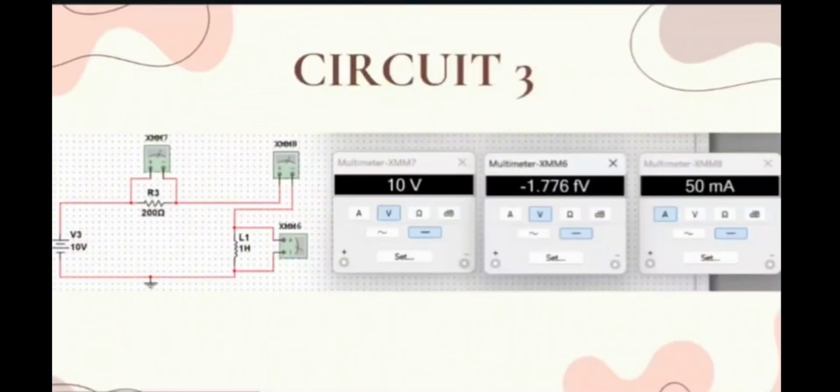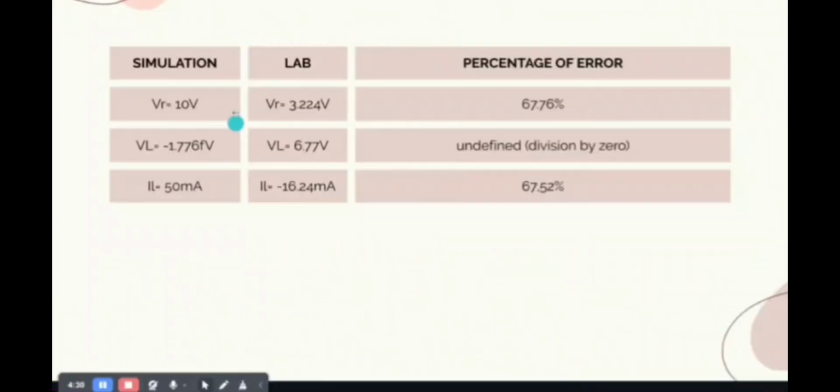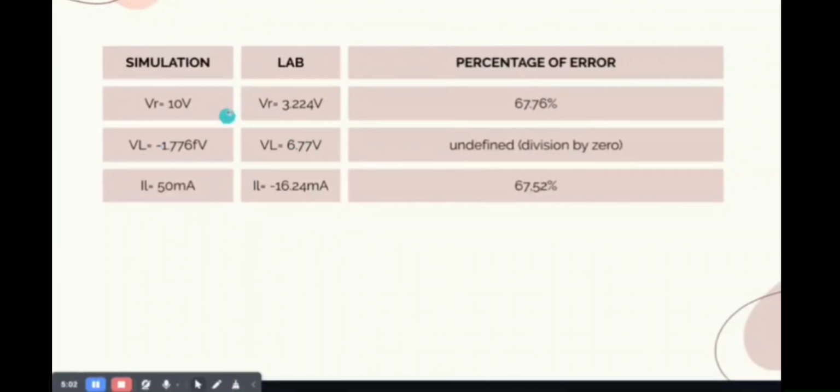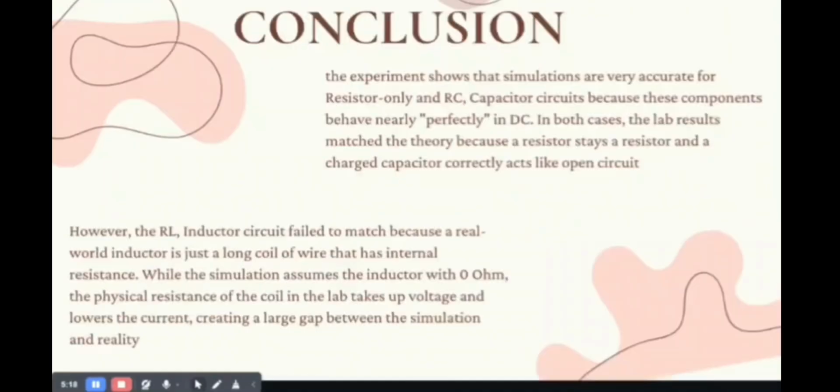Circuit number 3 is the RL circuit. Here, for the comparison between simulation and lab, the voltage of the inductor shows negative 1.776 femtovolts, which is very low. But in the lab, we got a huge difference, where we got VL at 6.77 volts and VR at 3.224 volts, and the percentage of error is large. We'll have the explanation in the conclusion.